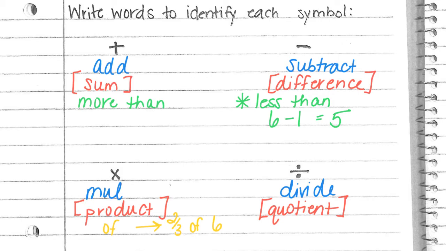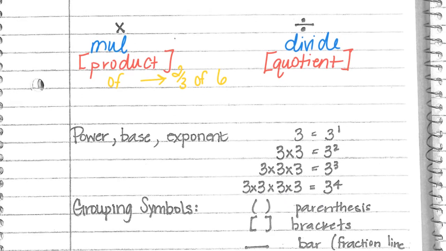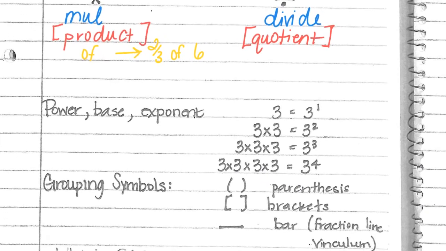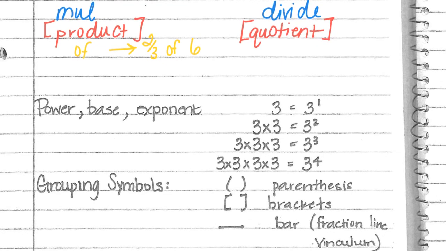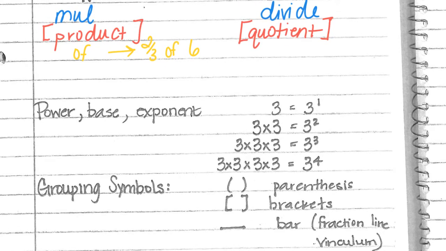All right, let's continue on. We're just going to look at a bunch more definitions and things here. Power, base, exponent. So let's talk about these. We know that this is the base number. This is the exponent. This is the base. And what this is saying is 3 to the first power is just 3. 3 squared is 3 times 3. 3 to the third, 3 times 3 times 3. 3 to the fourth, 3 times 3 times 3 times 3.